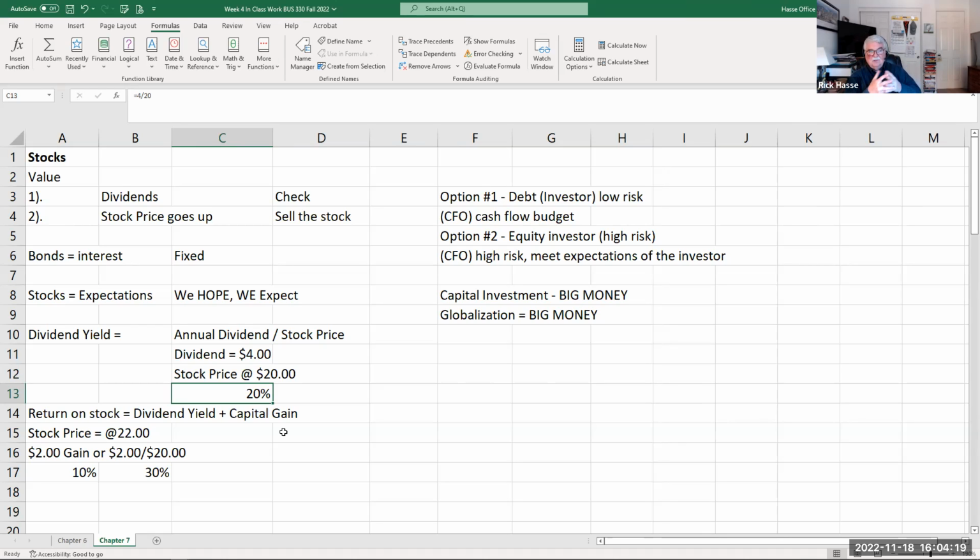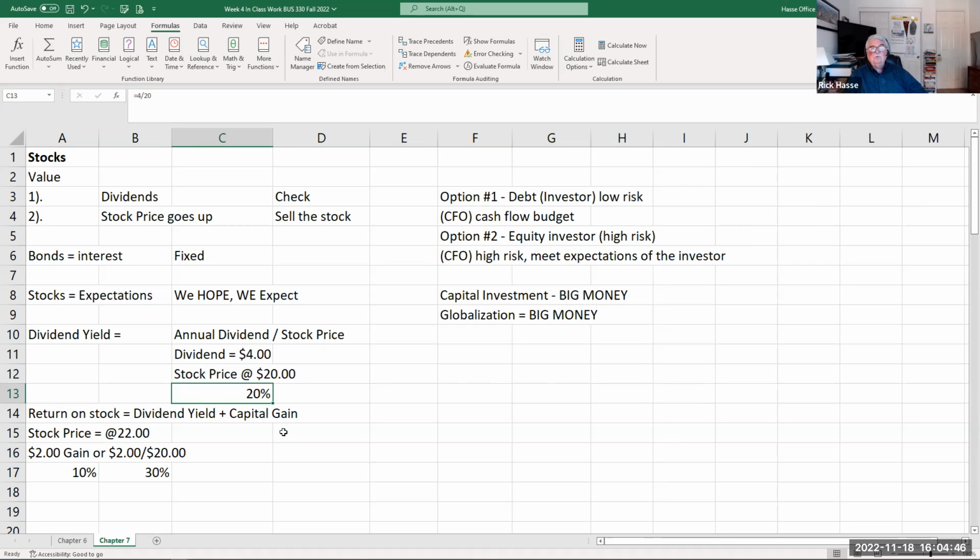You'll be determining the return. So for example, if the stock price is sold at $22 and we paid $20 for it, that means we had a gain of 2%. That's a capital gain of 2%. Whatever your dividend yield, add the dividend yield to the capital gain, and that's your total return on your stock. And that's what investors look for.